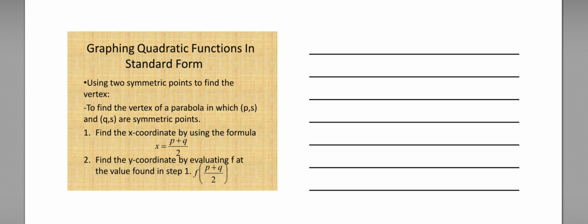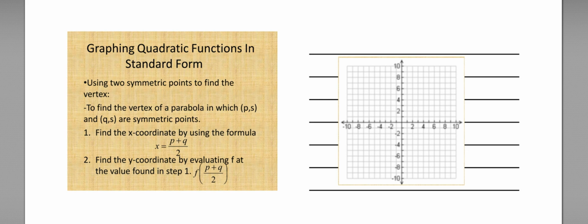Graphing quadratic functions in standard form, using two symmetric points to find the vertex. To find the vertex of a parabola in which (p, s) and (q, s) are symmetric points: 1. Find the x-coordinate by using the formula x equals (p plus q) divided by 2. And 2. Find the y-coordinate by evaluating f at the value found in step 1. So in other words, plug the value you just found for x into the equation, if you know it.